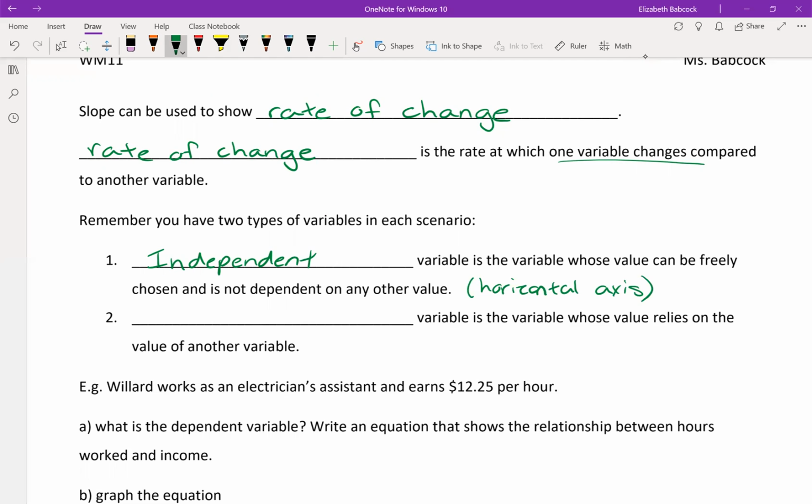Then the other type of variable, if you seem to remember, is your dependent variable. This is a variable whose values rely on the value of another variable. So if you're going 10 miles an hour, time's going to keep going regardless of whether you're moving. But how far you've gone depends on how long you travel for. So whenever you see a time versus distance graph, time is always going to be on the bottom and distance is always going to be your vertical axis. So keep in mind, this is your vertical axis.